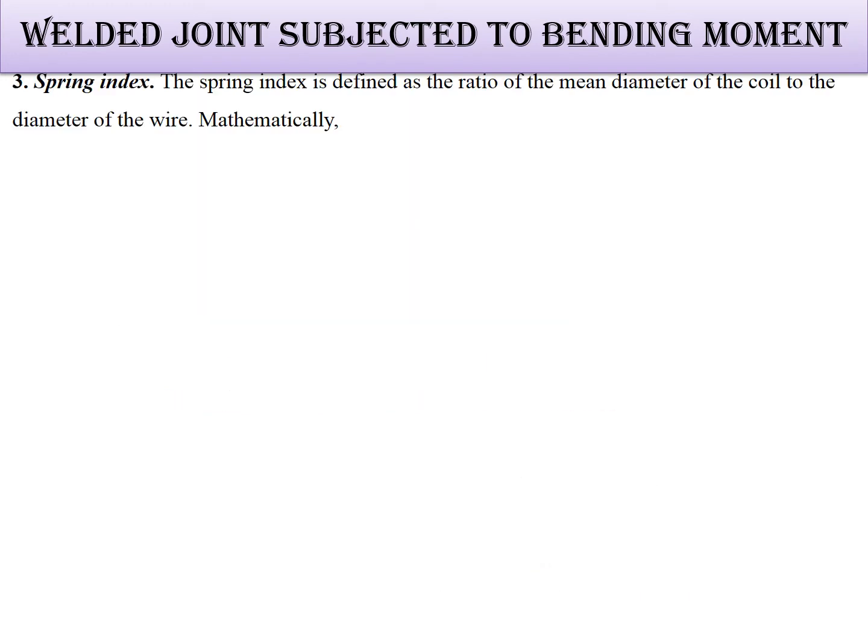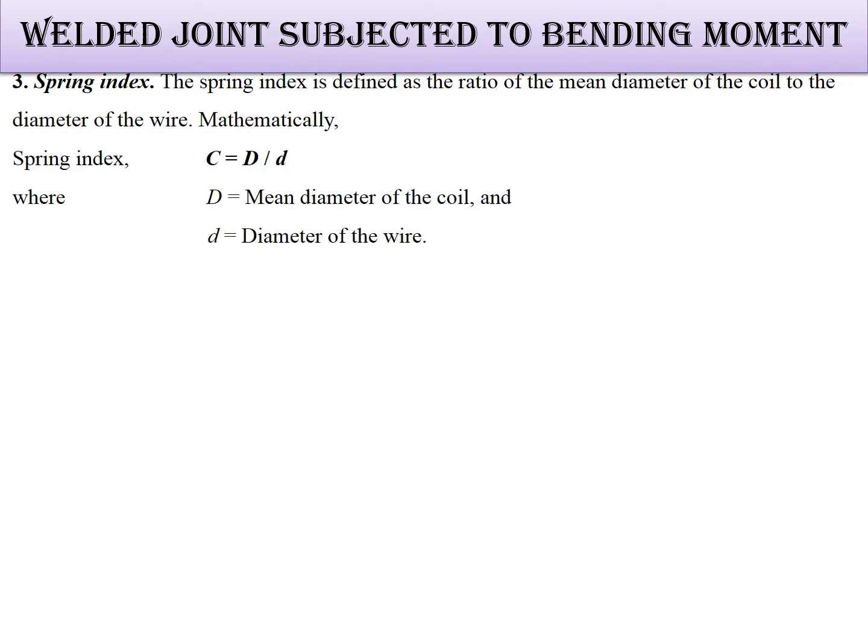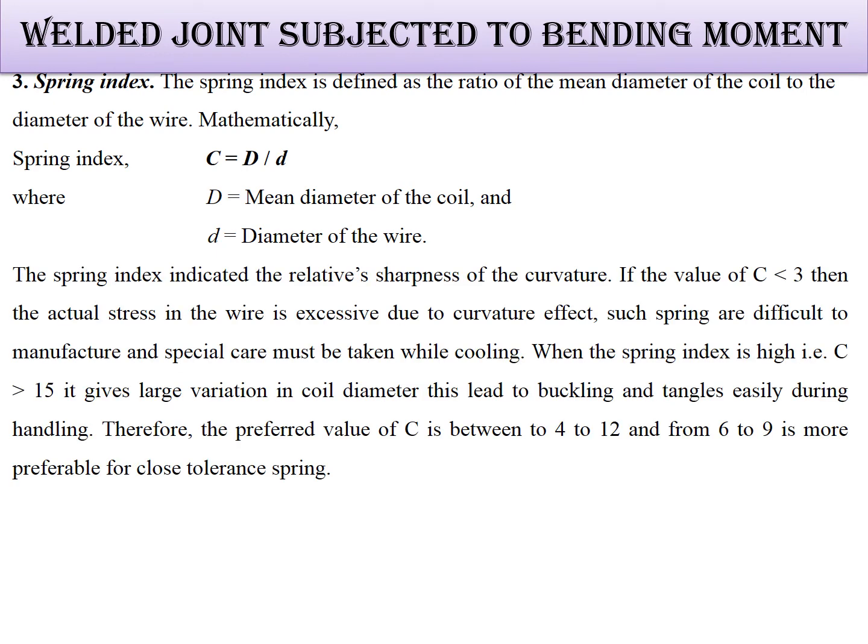So the spring index is a very important term in spring. It is the ratio of the mean diameter of the coil to the diameter of the wire. That is, C = D/d. It is denoted by the letter C, mean diameter of the coil by small d. So a spring index is relative to the sharpness of the curvature.